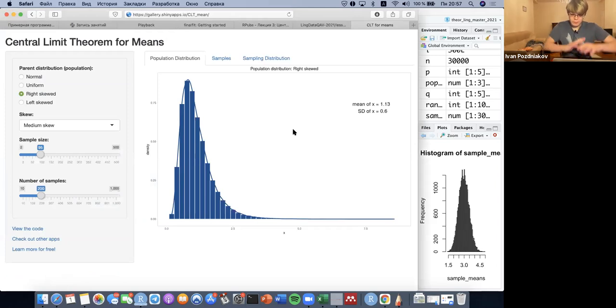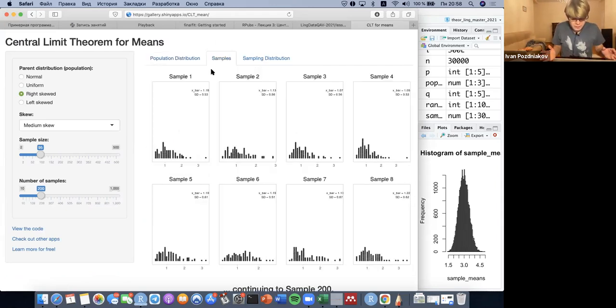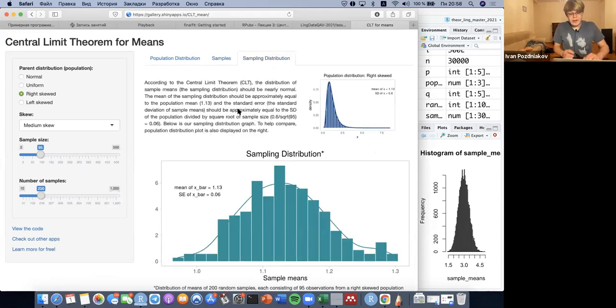You need to understand that there is a distribution and a population, something that we don't know. We have many samples, in theory at least. In practice, we usually have only one sample. But what we are interested in is what conclusions we can draw from one sample. And we have a hypothetical distribution of sample means, or sampling distribution.